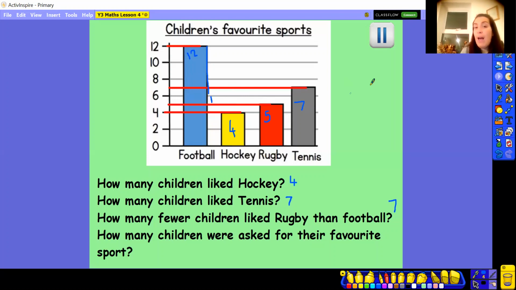Well, 12 add 4 gives me a total of 16. I could then do 16 add 5 gives me a new total of 21. And 21 add 7 gives me a total of 28. So altogether they asked 28 children.